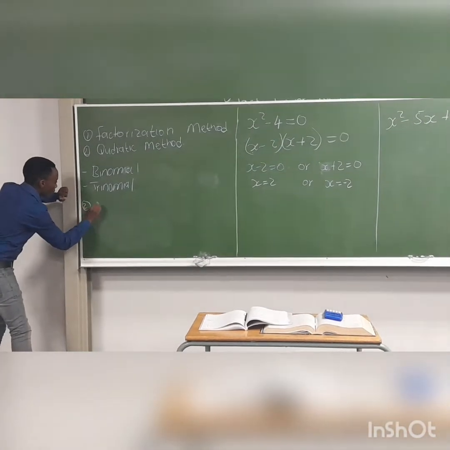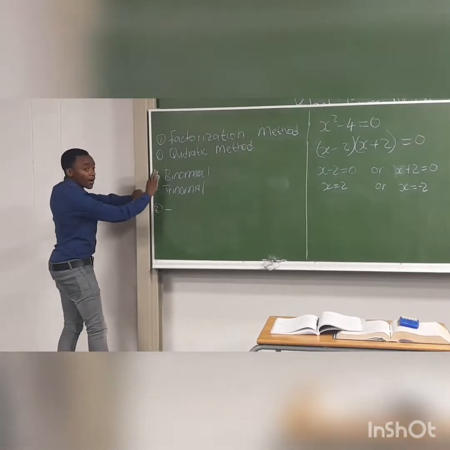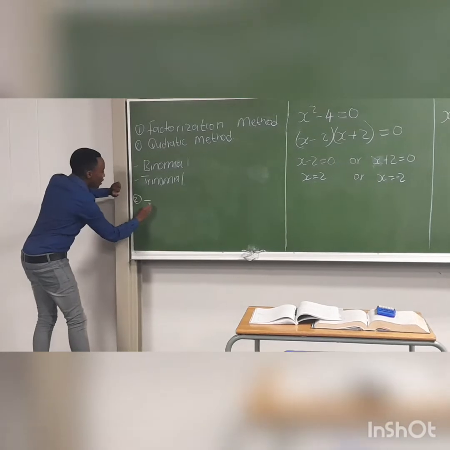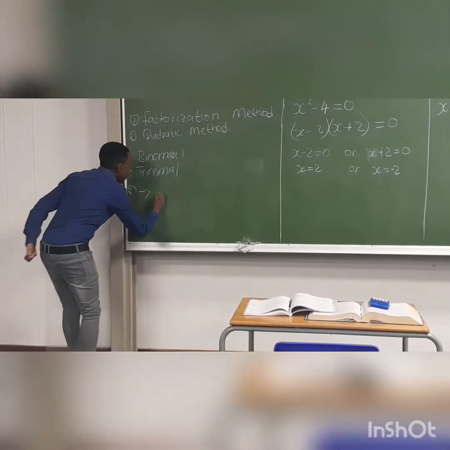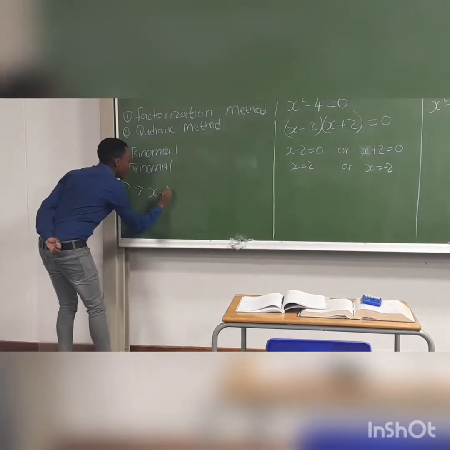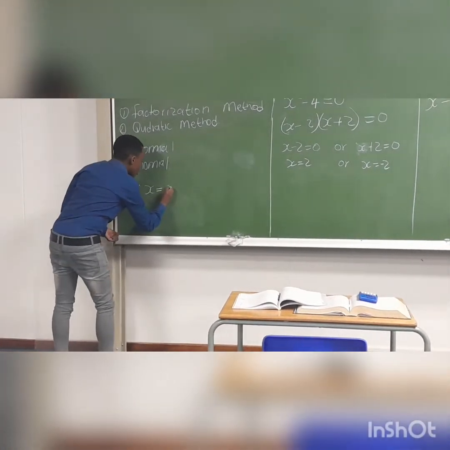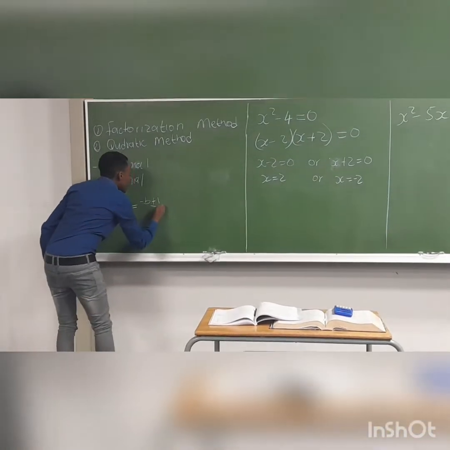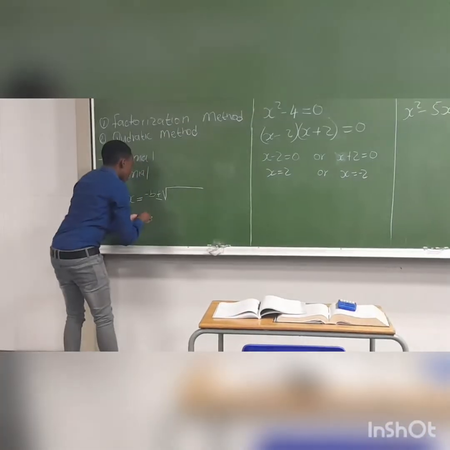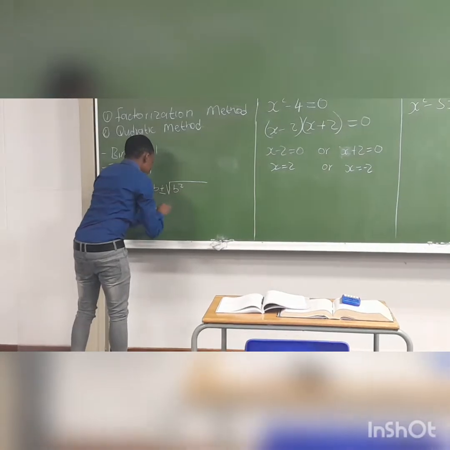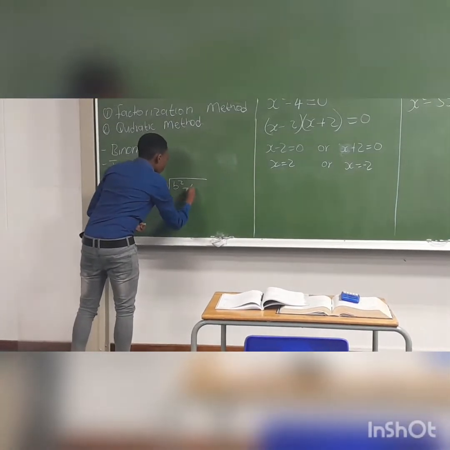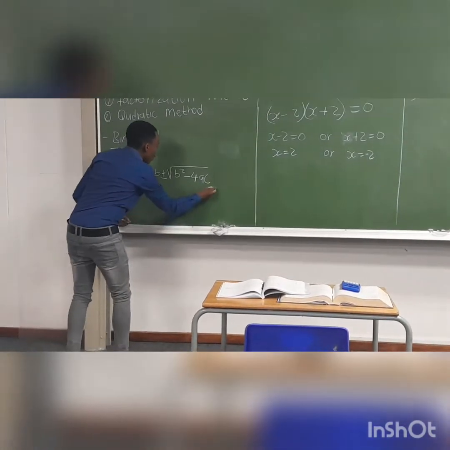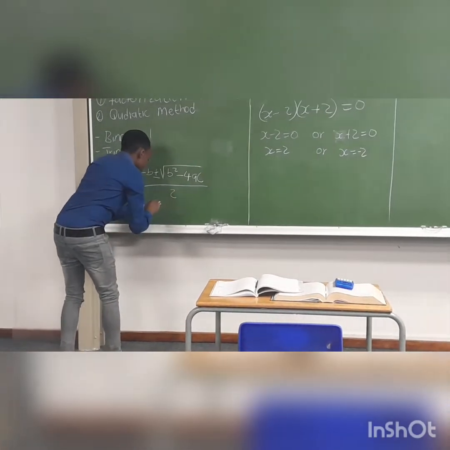I'm using different chalk so that we can see the difference: the blue one is for factorization, and the yellow one is for quadratic. For quadratic, you need to know how to apply this formula. x is equal to minus b, plus or minus the square root of b squared minus 4ac, all over 2a.